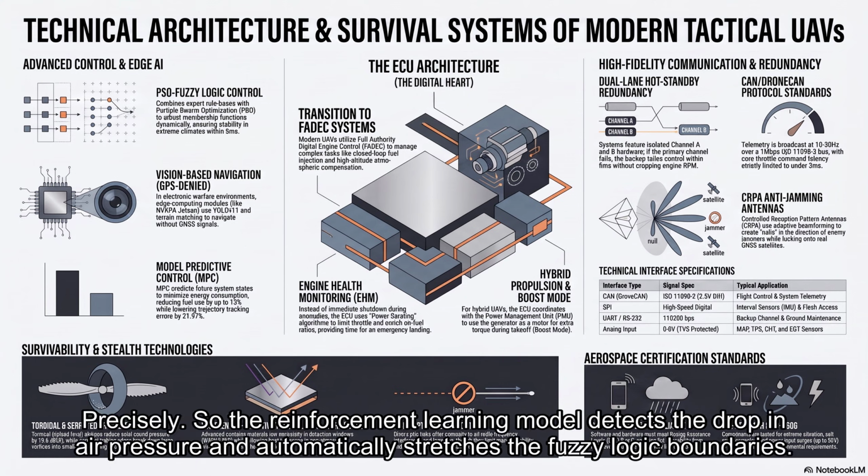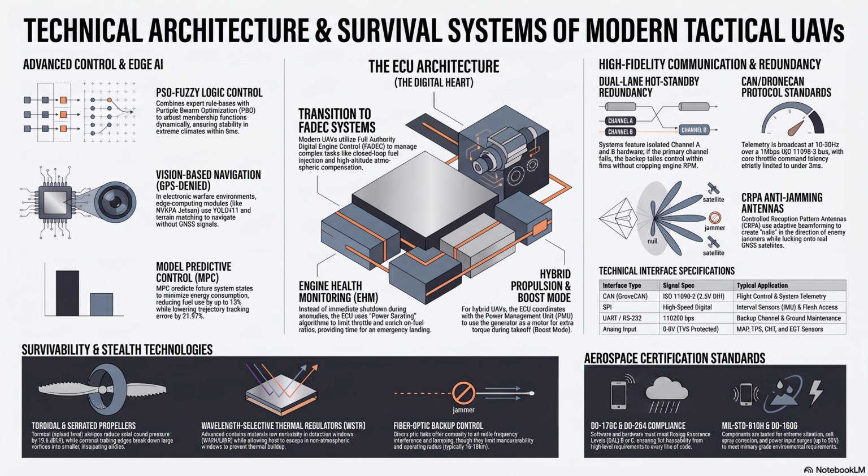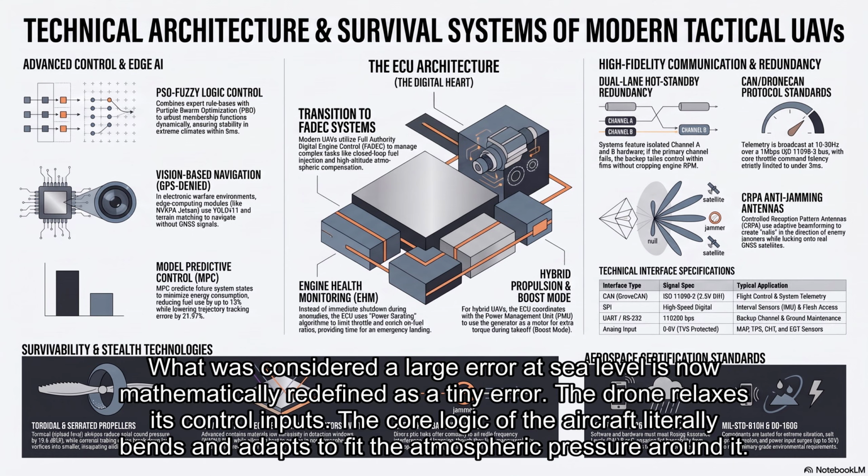Precisely. So the reinforcement learning model detects the drop in air pressure and automatically stretches the fuzzy logic boundaries. What was considered a large error at sea level is now mathematically redefined as a tiny error. The drone relaxes its control inputs. The core logic of the aircraft literally bends and adapts to fit the atmospheric pressure around it.